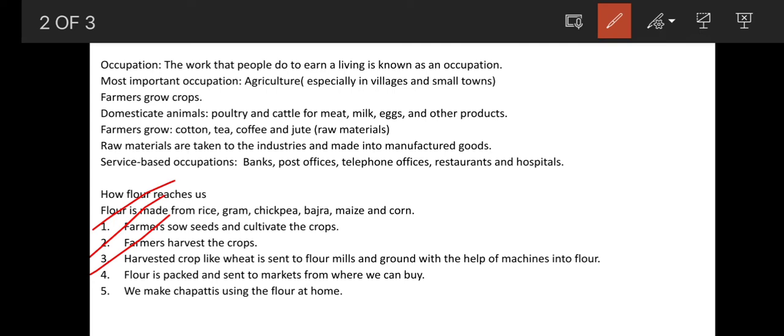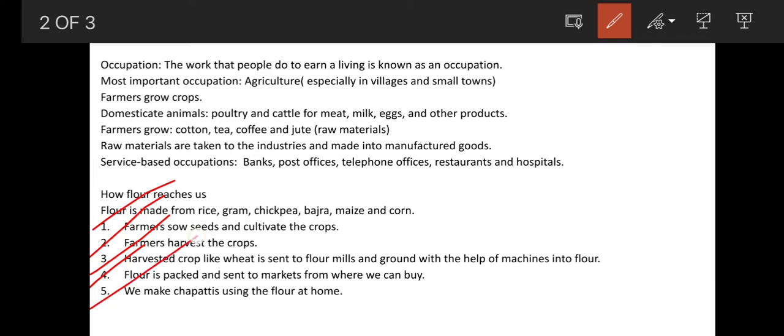The owners of the flour mills buy the harvested crops and take them to the mills, and what do they do? They grind them with the help of machines into flour. They use machines to make flour from the harvested crop. And what is the next step? Flour is packed and sent to markets from where we can buy it. When the flour is ground and packed, it is sent to the markets, and from the markets we can buy and use it.